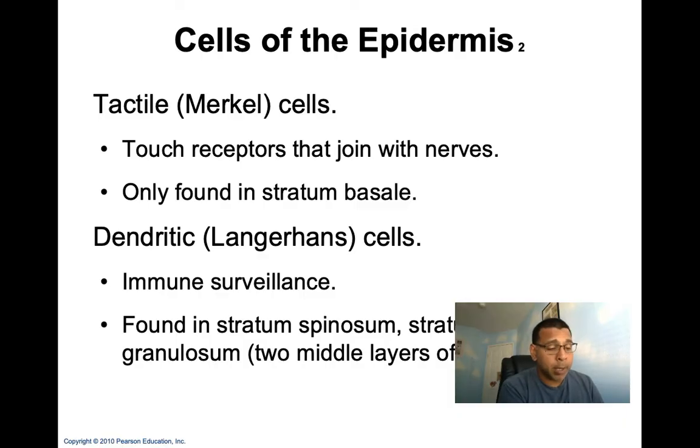They also have the ability to ingest these foreign substances. And again, they activate our immune system.